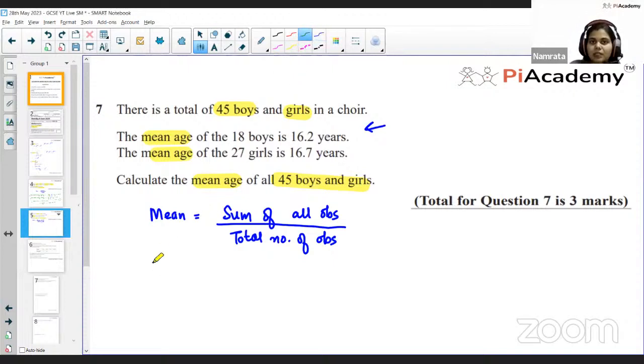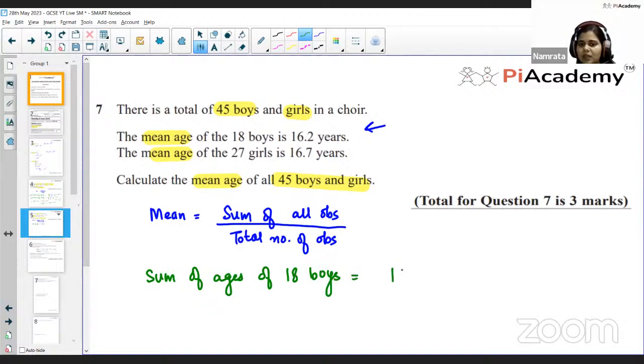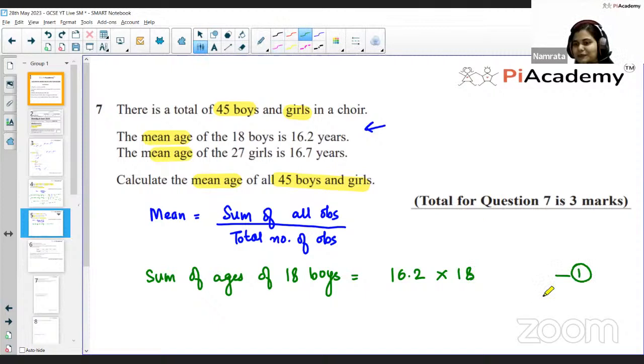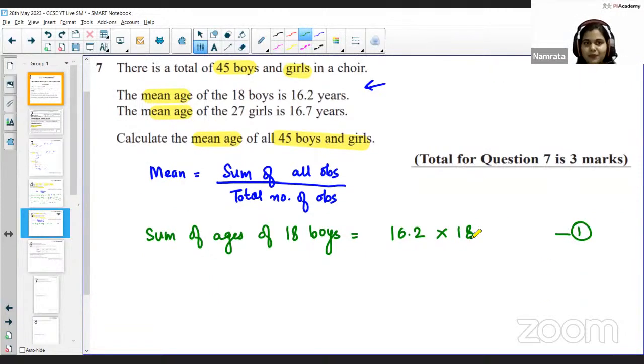So I'll use a green pen for this. Sum of ages of 18 boys will be what? We need to simply multiply this. That would give our answer to be how much? We'll keep that as it is rather than trying to calculate, let's keep it this way. I'll tell you the reason for that too. Yes, a trick here. So I'll mark it as 1.